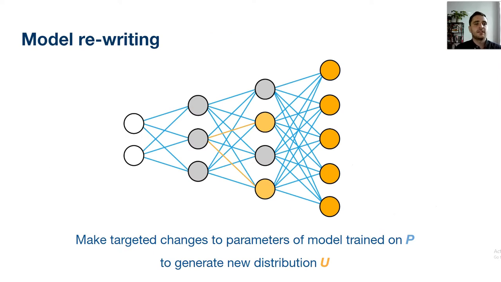The final technique that I'm going to discuss is model rewriting. Here we're making targeted changes to the parameters of a model trained on one distribution. And by making these very small targeted changes, we've changed the model, and the result is that we're getting a new distribution.